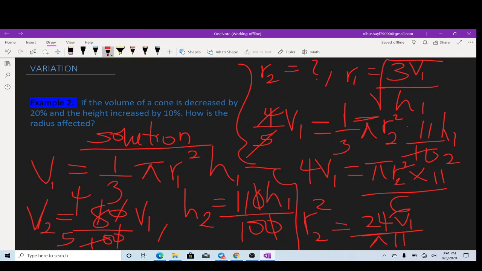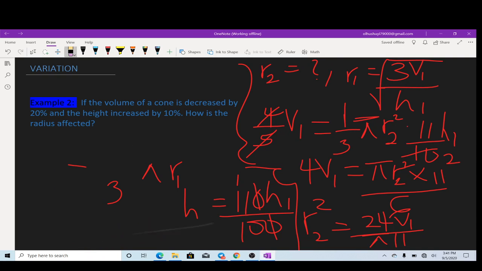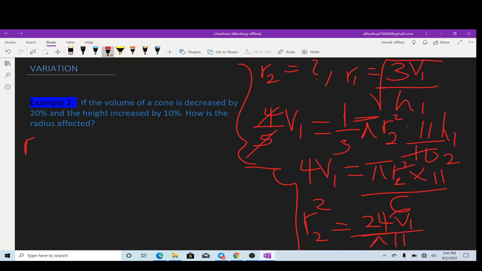Let me clear this place so that we can continue from here. So having done that, what do you have? You're going to have R2. You take the square root of both sides. R2 will now be the square root of 24V1, please this is V, V1 upon pi times 11.